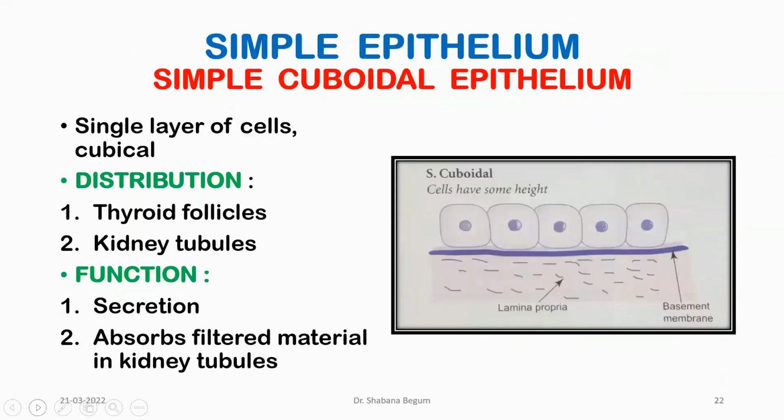Next is the simple cuboidal epithelium. You can see that from the flattened cells, the cells have now gradually attained some height and are cube-like. So it is known as the simple cuboidal epithelium. We find this type of epithelium in the thyroid follicles and also in the kidney tubules. Their function is secretion and absorption.